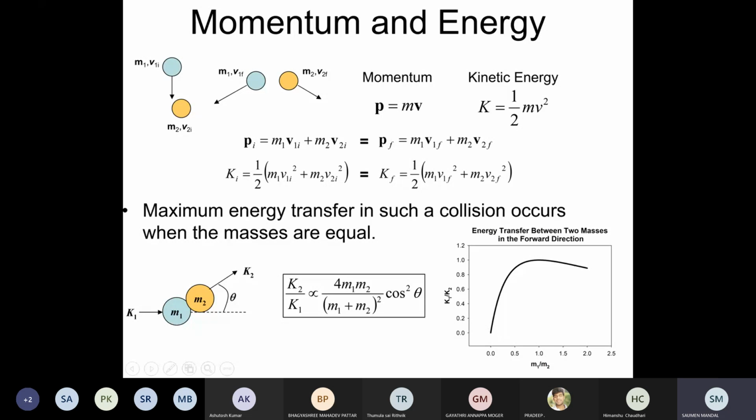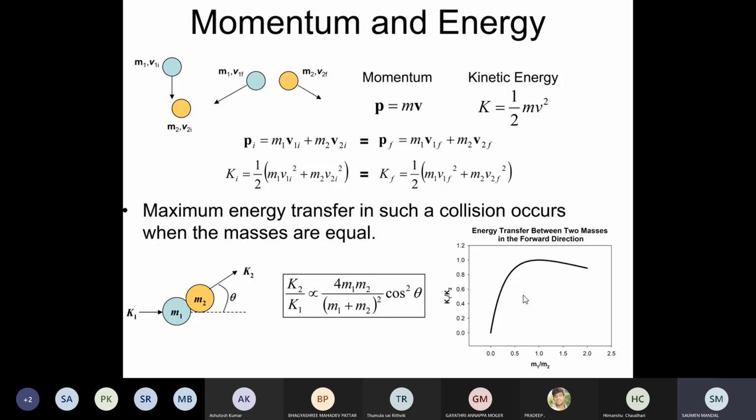When M1 by M2 is equal to 1, K1 by K2 is also 1. So what does it mean? The kinetic energy of the K1 and K2 parts will be equal. So the maximum energy transfer in such a collision happens when the masses are equal.